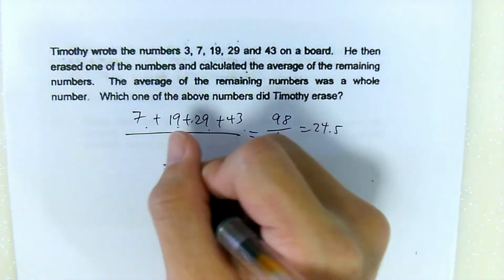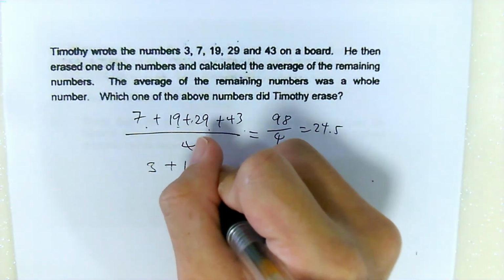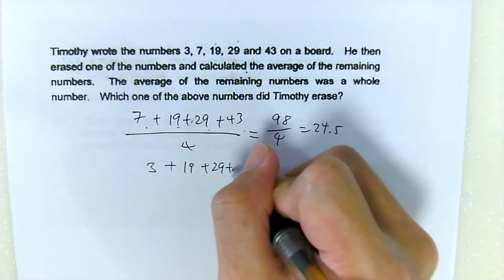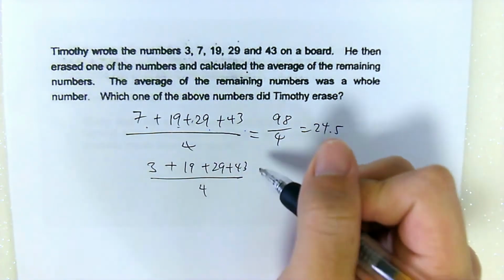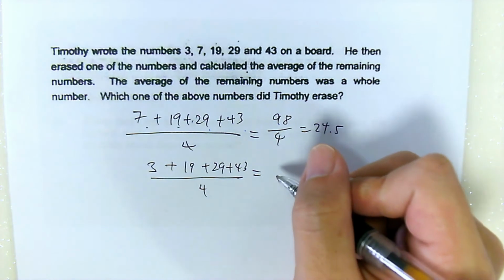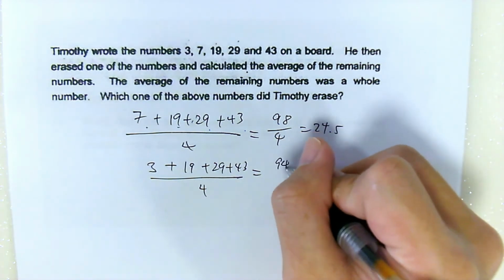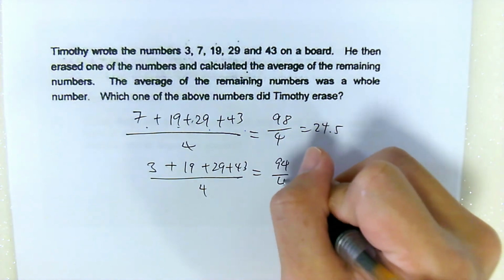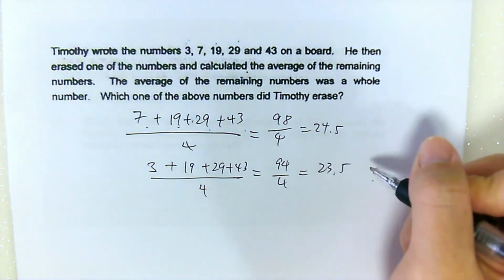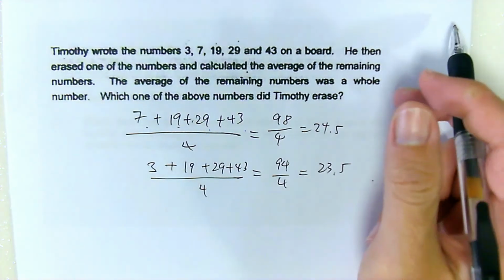Let's try. He erased 7. So you're left with 3 plus 19 plus 29 plus 43 divided by again 4. So let's calculate 3 plus 19 plus 29 plus 43, and that will give me 94 divided by 4, and that will give me 23.5. So again, 7 is not one of the numbers that he erased.